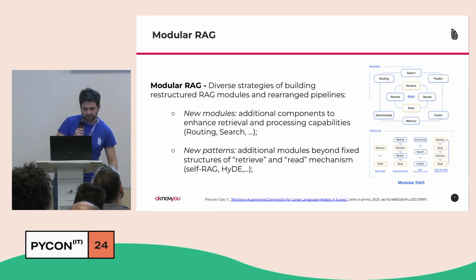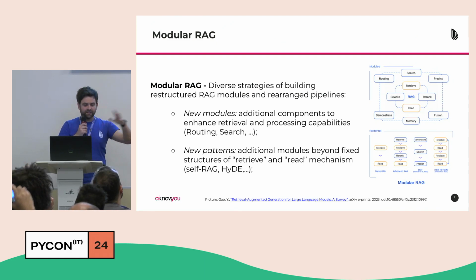Another one is the modular RAG. Modular RAG is basically we take the structure of RAG I explained before, and we add new modules or new patterns.